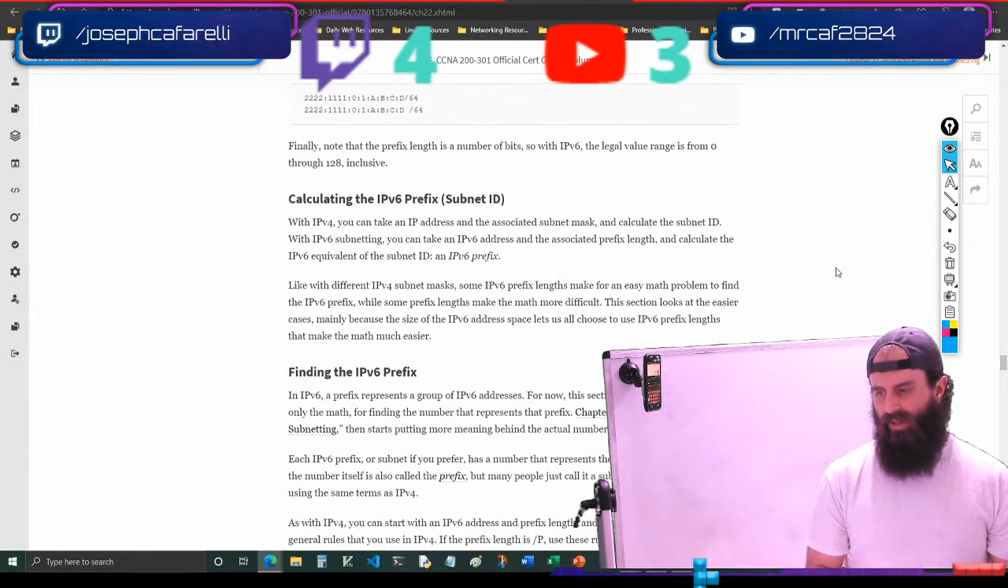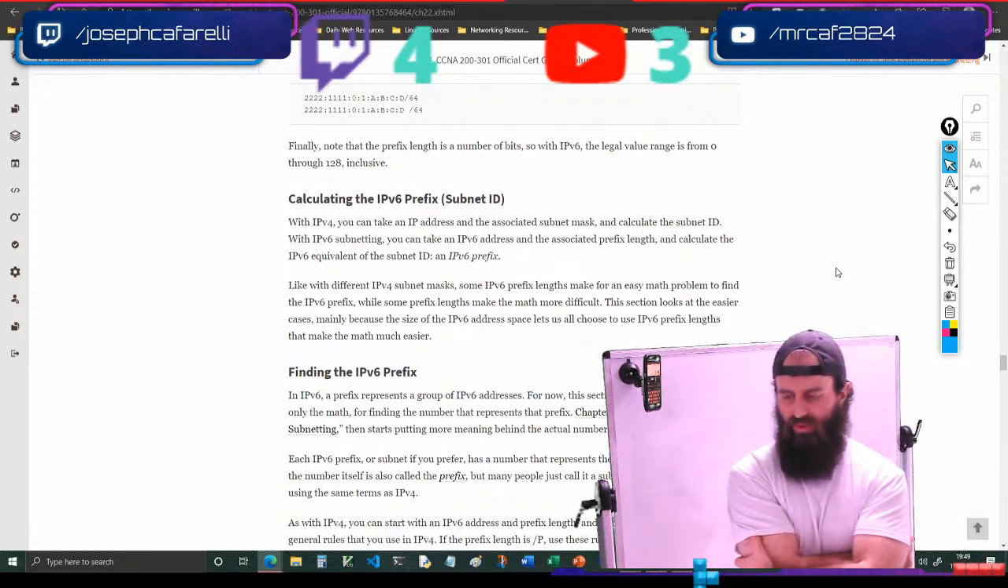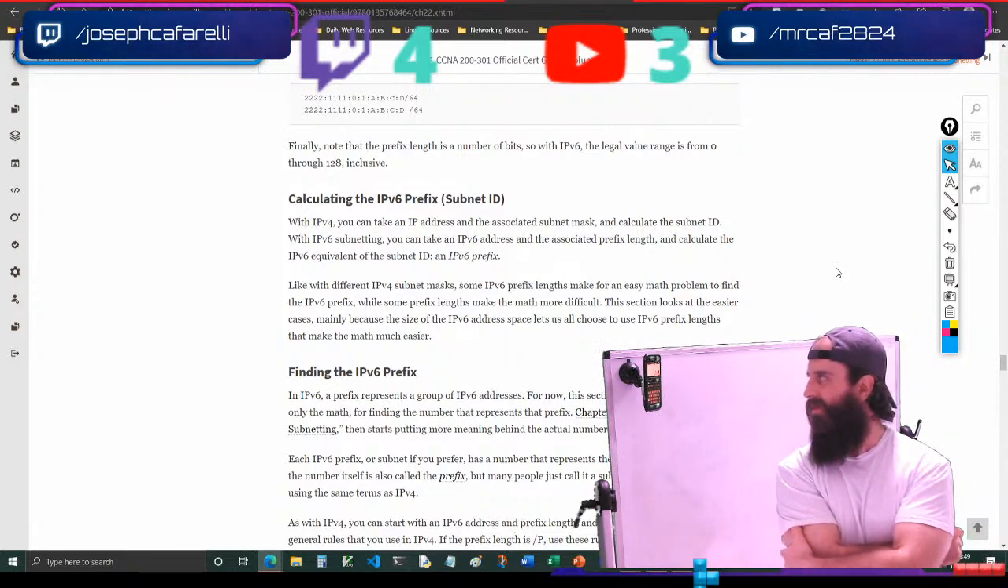All right. Calculating the IPv6 prefix, so the subnet ID. All right, the subnet ID.